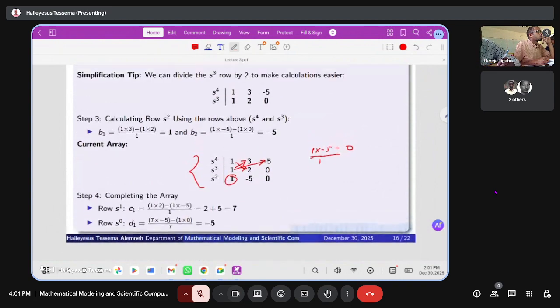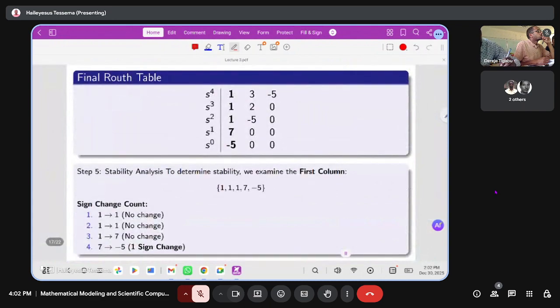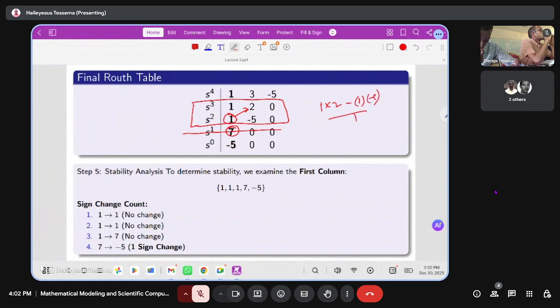The next one is this one. Always when we are finding this row, we use the above 2 rows immediately. So this one will be the pivot. So 1 times 2 minus 1 times minus 5 over 1, which is 2 plus 5 over 1, which is 7. You get this 7. The other one has 1 times 0, which is 0, over 1 minus 1 times 0, which is also 0, over 1, is just 0.